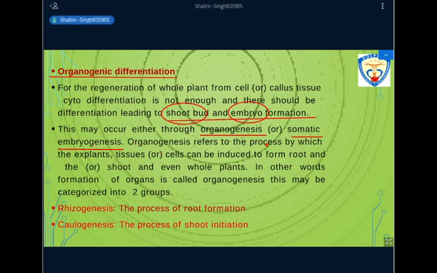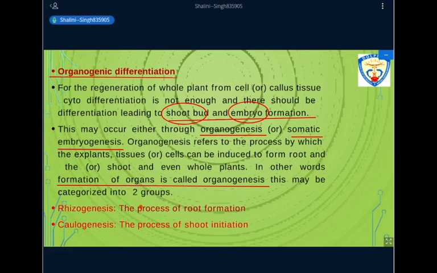Organogenesis refers to the process by which the explant's tissues or cells can be induced to form root and shoot and even a whole plant. In other words, formation of organs is called organogenesis. That is a formation of organs. It is called as organogenesis.